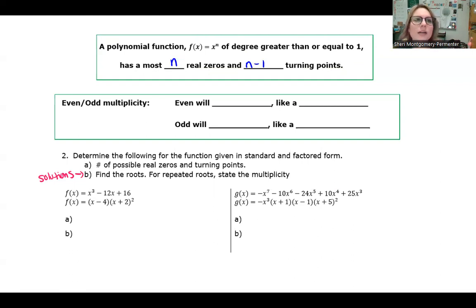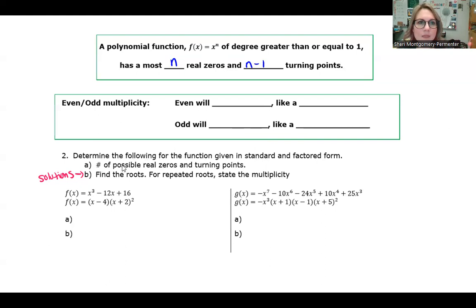So what I want us to do is go down here. We're going to skip this for a minute. We'll come back to it. For these 2 questions, it says determine the following, and I give it to you, these functions. I give them in standard and in factored form. So this is standard form. This is factored form. So I give them to you in both forms.